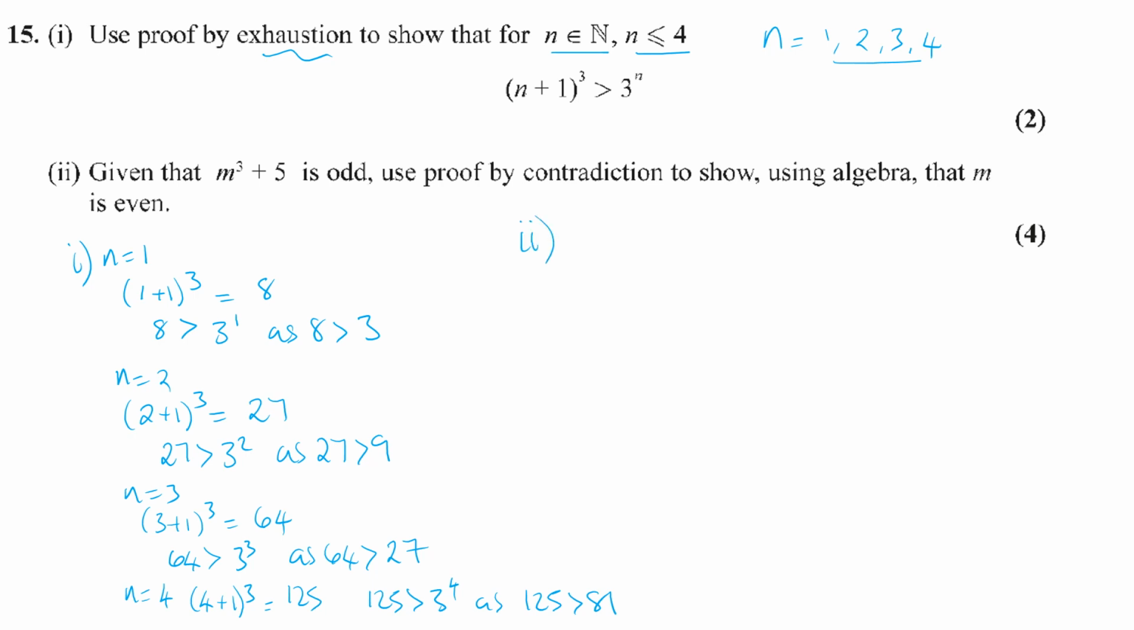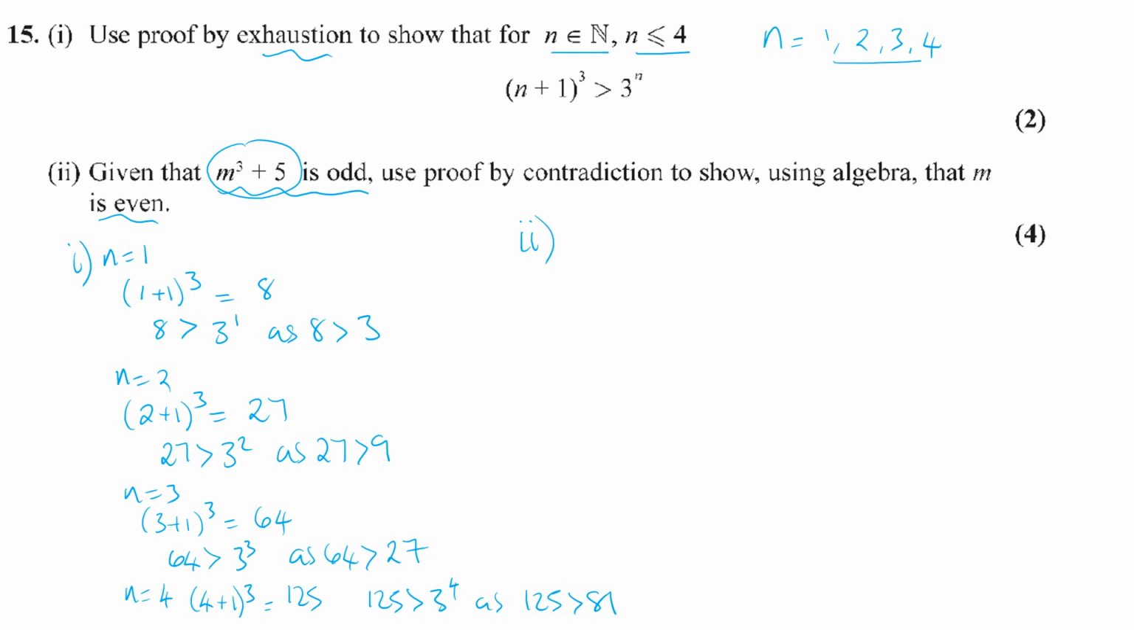Part 2, we've got to prove by contradiction. Now it says given that m cubed plus 5 is odd, so that is given. We can't change that. Use proof by contradiction to show using algebra that m is even. So given that we've got an odd number out of this expression, we need to show that m has to be even to make that work.